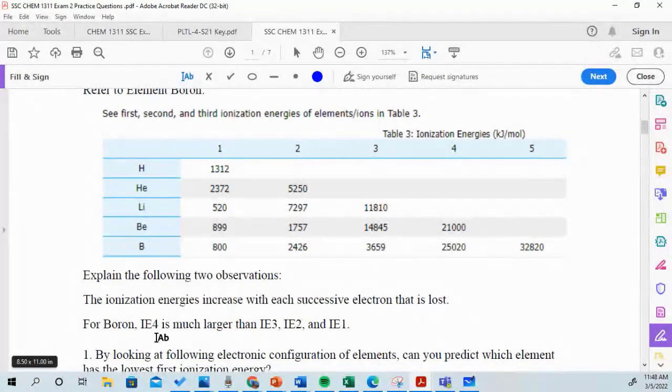For boron, IE4 is much larger than IE3, IE2, and IE1. So IE4 is 25,000 something versus 3,000, 2,000, and 800. So why is ionization energy 4 particularly so much higher? What is the reasoning? Taking out from a noble gas configuration.